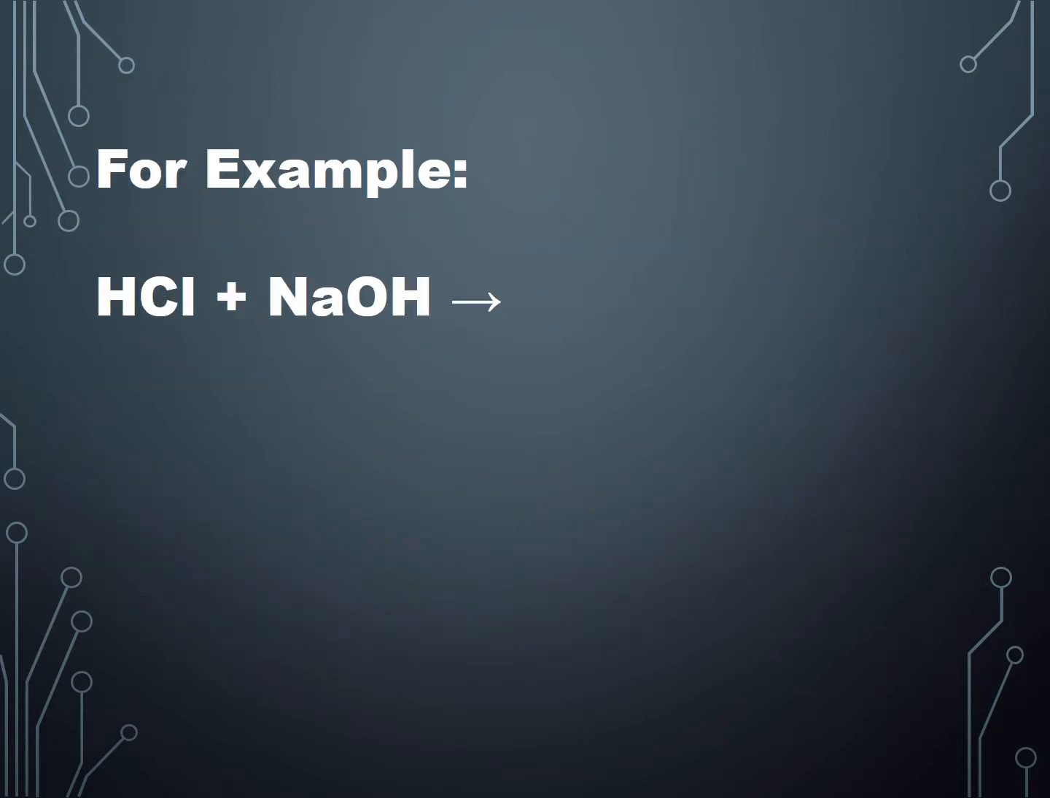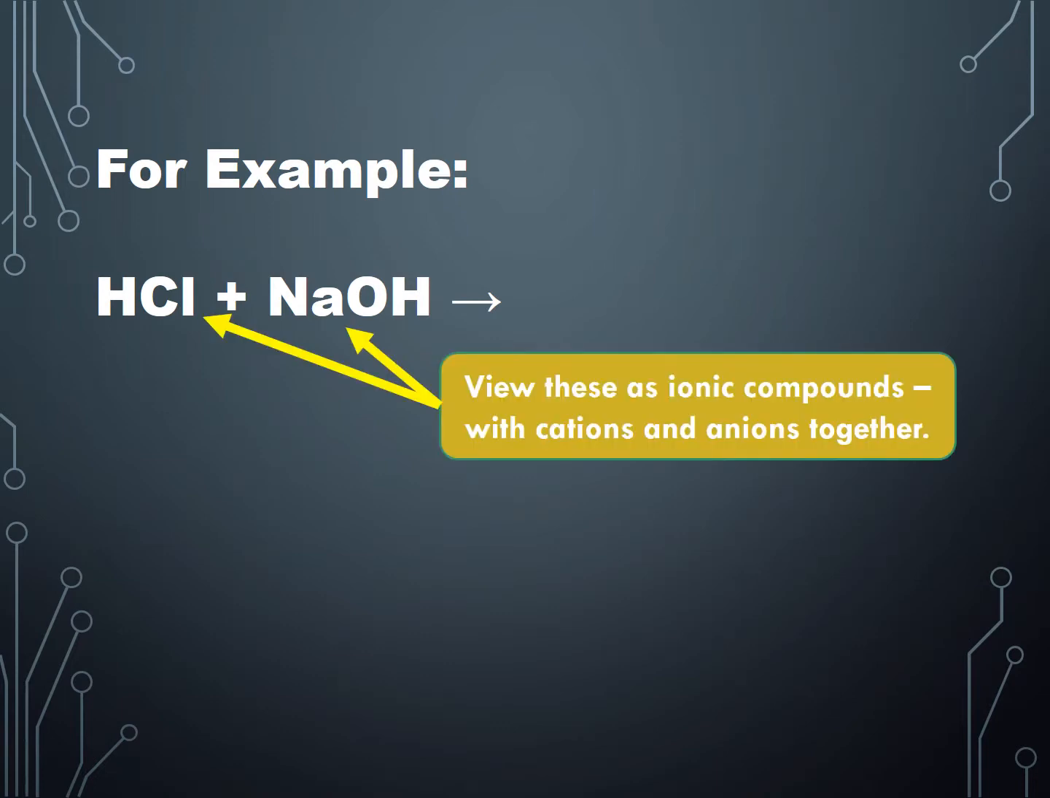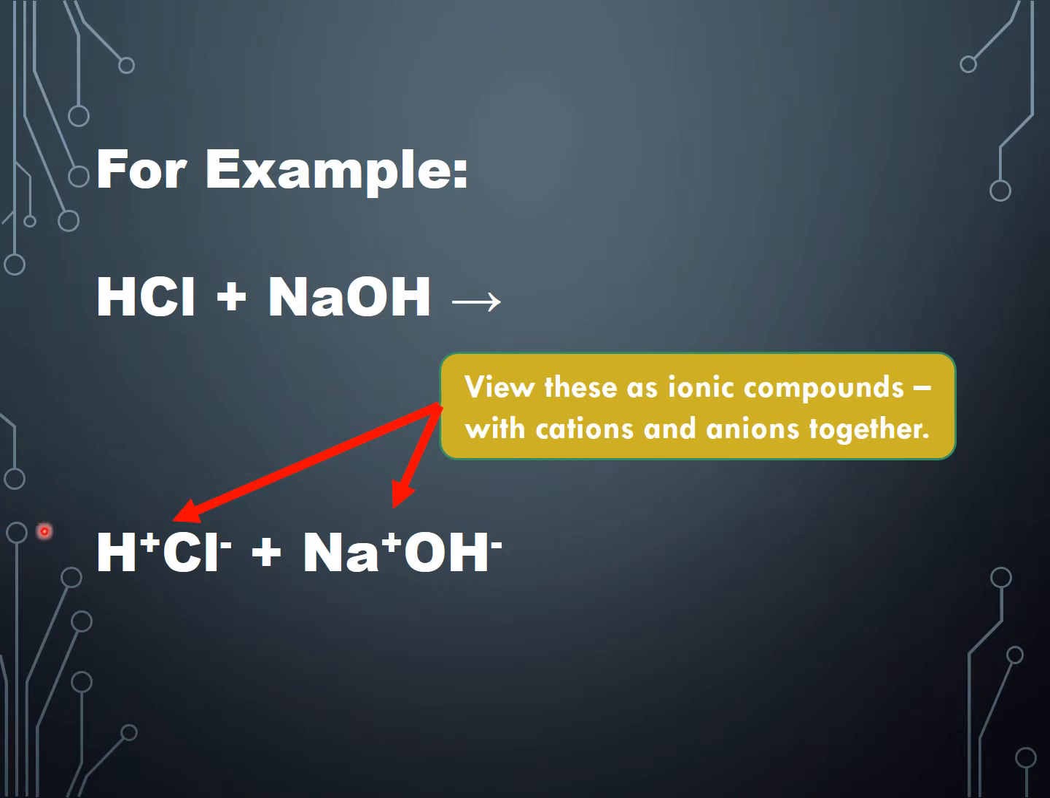For example, we have here HCl and NaOH. HCl is an Arrhenius acid because it starts with H, and NaOH is an Arrhenius base because it ends in OH. We first look at these as if they're ionic compounds by separating them into their separate cations and anions like this. So we have H plus and Cl minus, we have Na plus and OH minus.